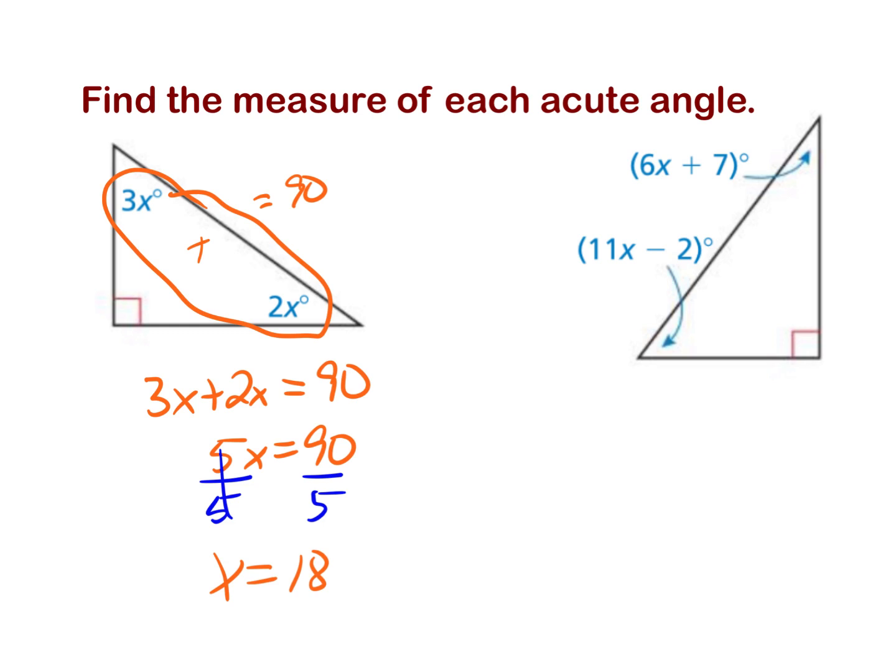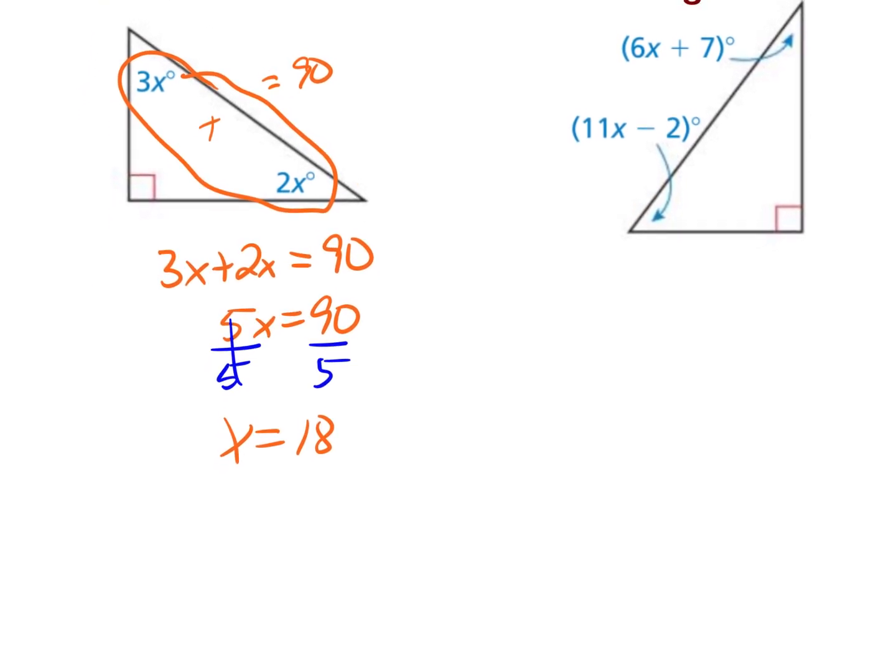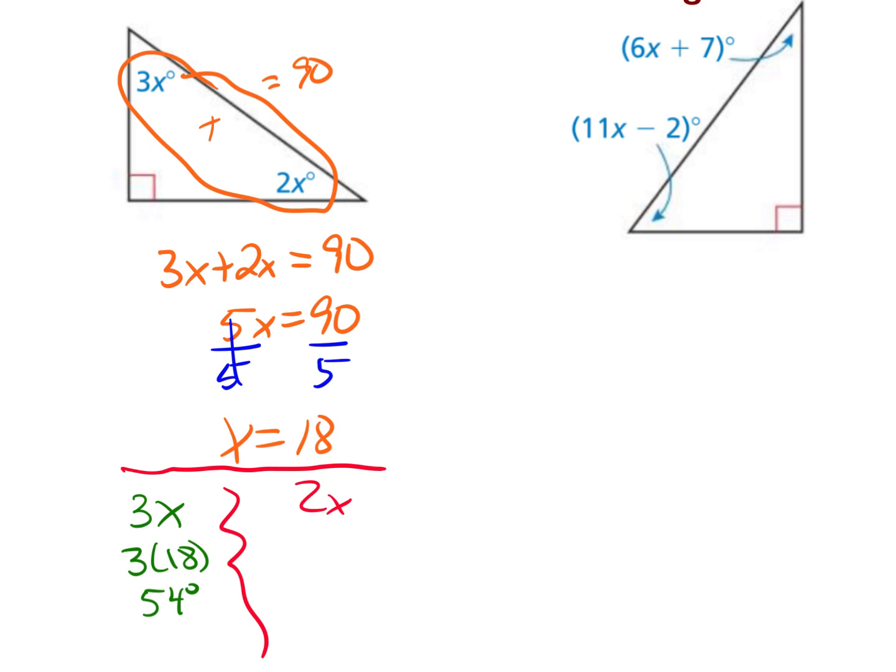Now I simply just take it, and I'm going to have 3x and 2x. We've got to find those two angles. So it's going to be 3 times 18, which is what? 3 times 20, 60, so it's 54. And then it's going to be 2 times 18, which is 36. So my two angles are 54 degrees and 36. And remember, you could double check them by adding them together, and they should equal 90, and 54 and 36 do.